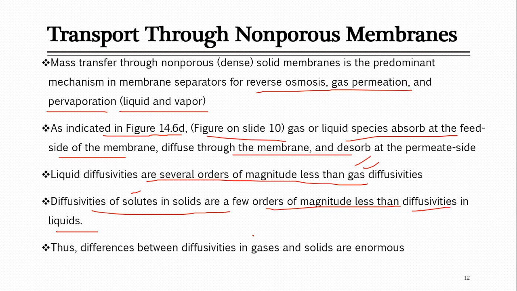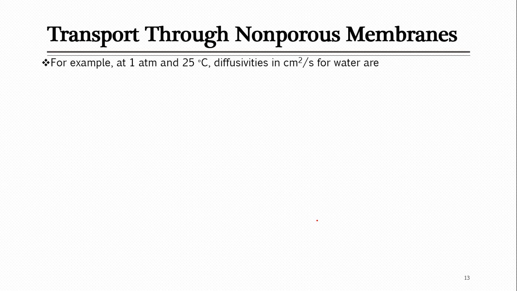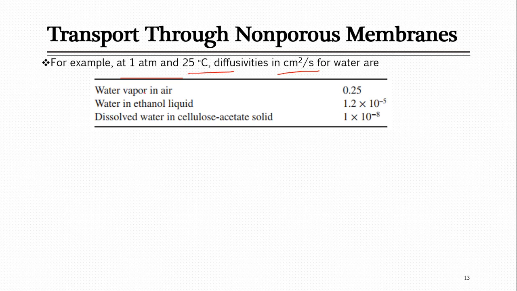The differences between diffusivities in gases and solids are enormous, and they are large if you compare through solids and gases. For example, here we consider one example of water. Suppose water is diffused through some solid, some liquid, and some gas. This is one component. We are considering water at 1 atm and 25 degrees C, and its diffusivity in these units. Just look at this: water vapor in air. Suppose water in the form of vapor is diffusing through the air. Its value is given here, 0.25.